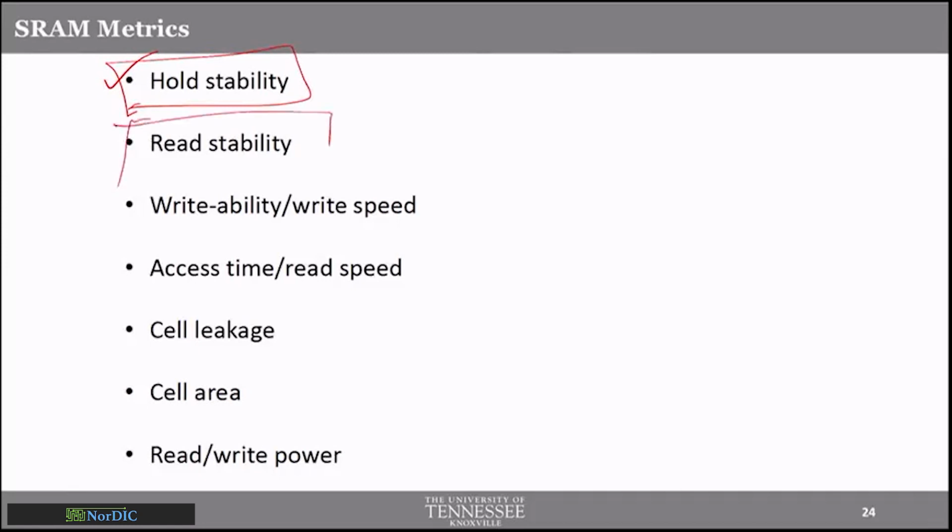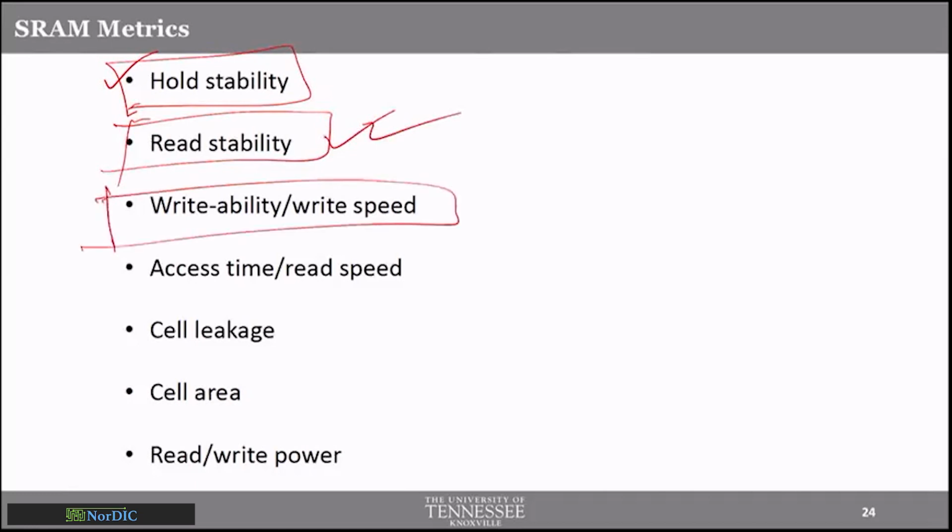Read stability. I hope you understood that during read operation, there is a chance that we might accidentally program the cell, or change the content of the cell. That's not good. That's bad, right? We have to make sure our cell is stable enough to not get disturbed during read operation. That's dictated by the read stability metric.